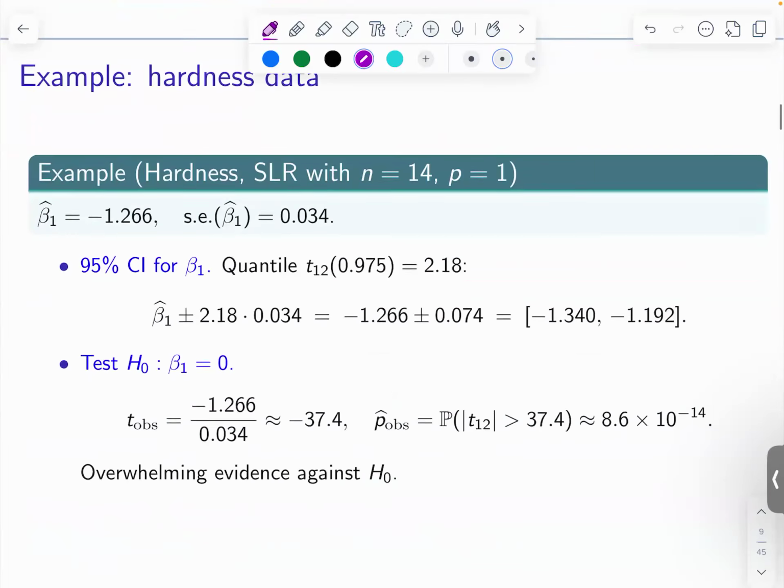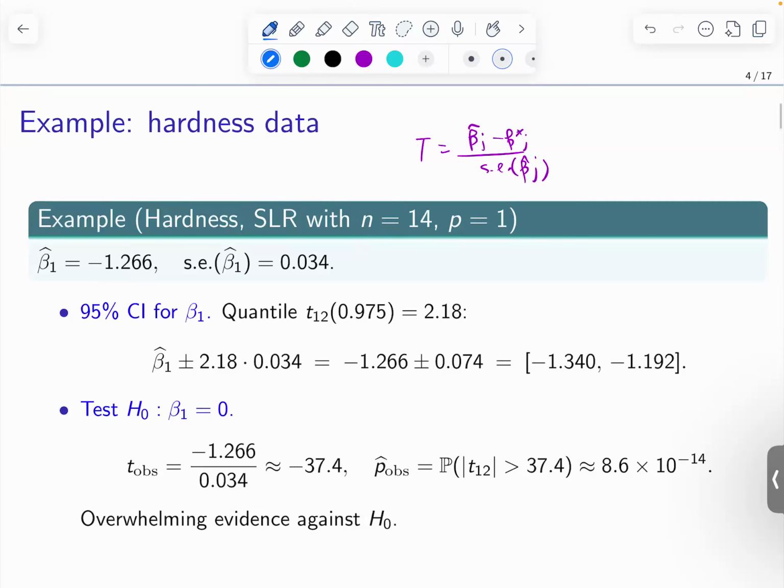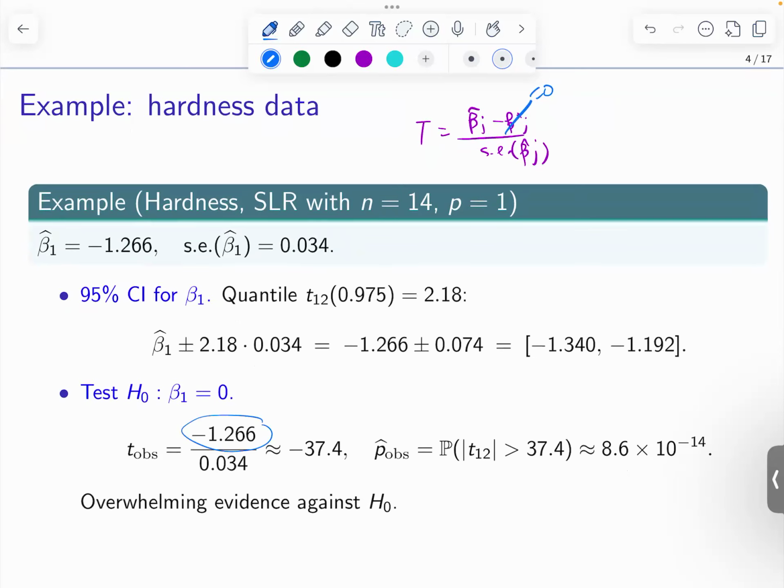And if I want to do the test, let's say test whether beta 0 is 0. Again, the test statistic is in general beta hat j minus, let's say, beta star j divided by the standard error of beta hat j. And this is 0. So I just get the realized value of beta hat j divided by the realized value of the standard error. And so that would be t observation, just negative 37.